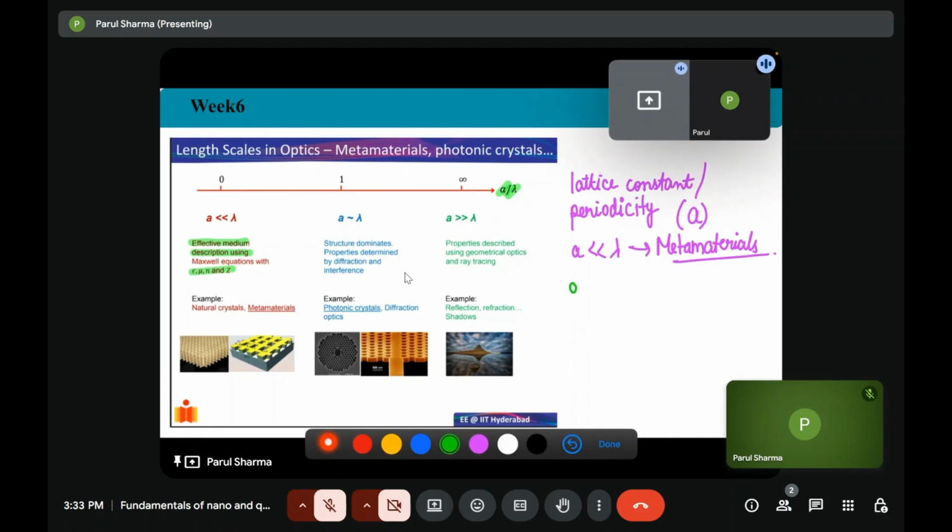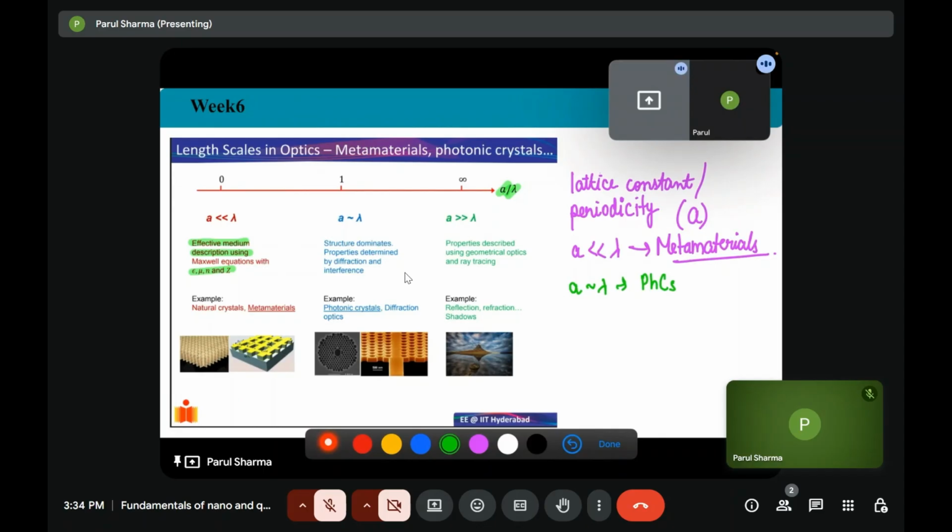Then we have to describe our system using the effective medium description using Maxwell equations, permittivity, conductivity and impedance, refractive index and impedance. Okay. Then if my periodicity is comparable to the lambda, then the properties will be determined by diffraction and interference, and the examples are photonic crystals and diffraction optics.